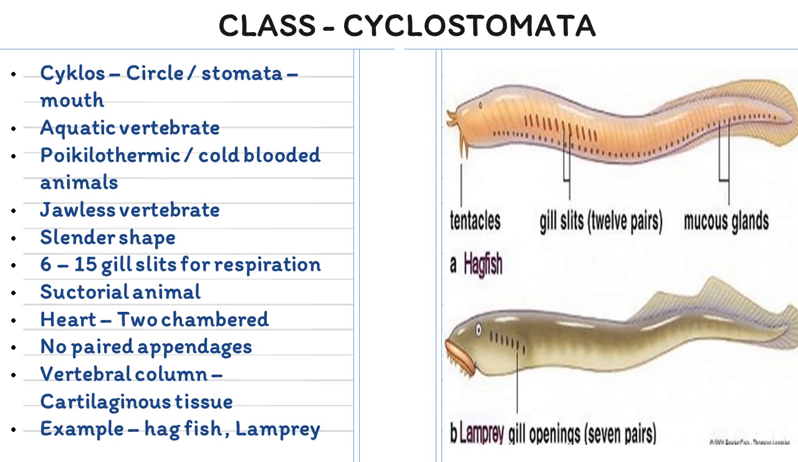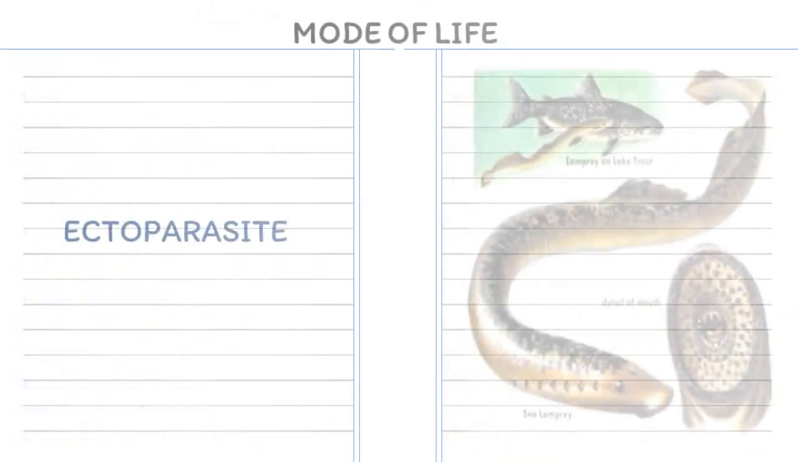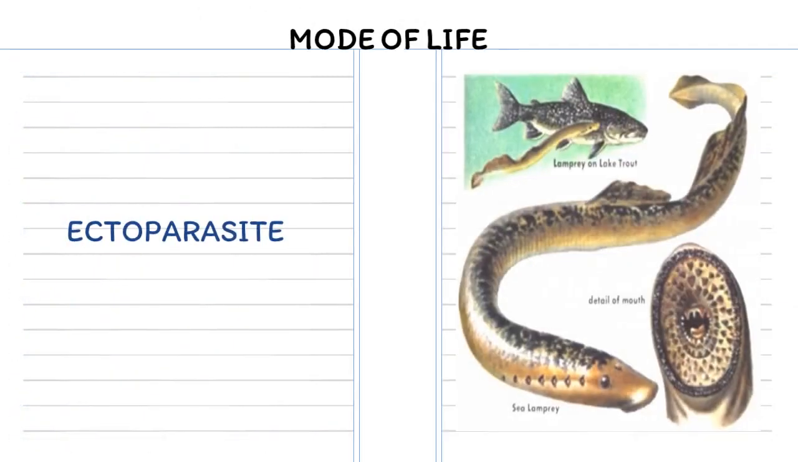An example for the cyclostomata is hagfish as well as lamprey, right? The first figure is hagfish and the second figure is lamprey. Okay. And the mode of life is ectoparasite. It is a parasite, and ectoparasite means it attaches outside the body, right?